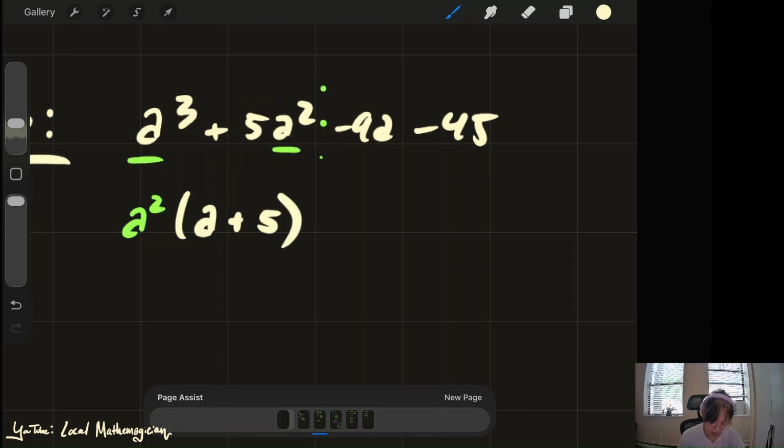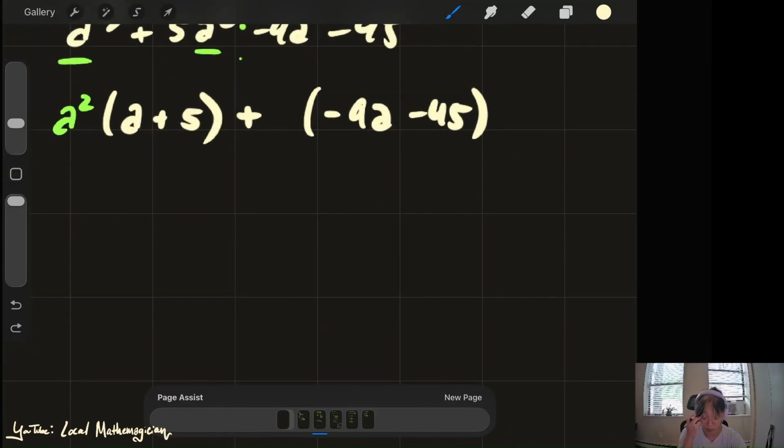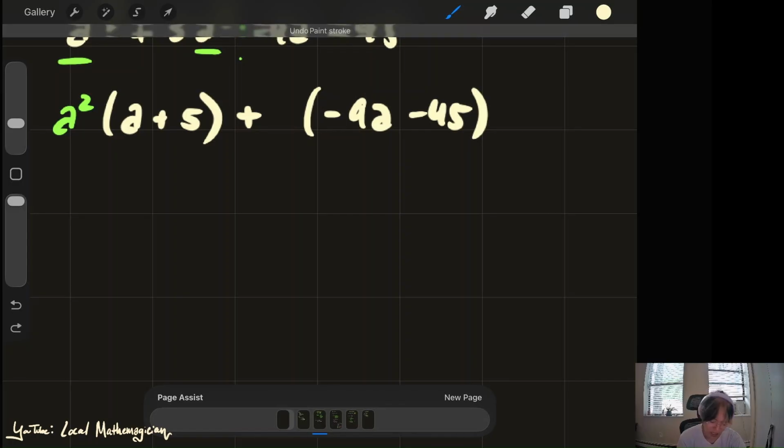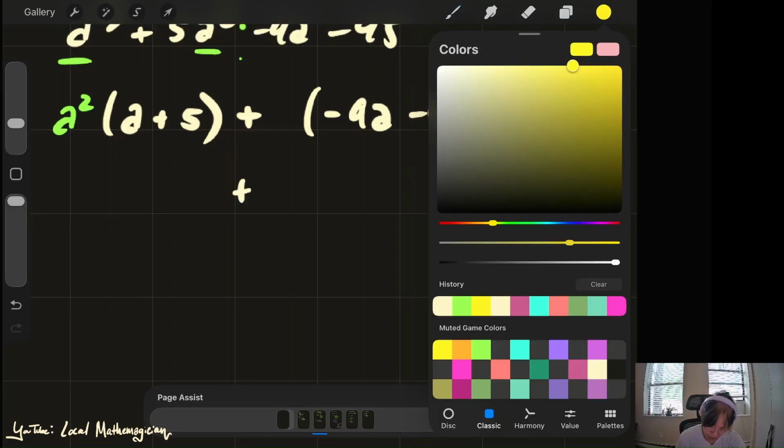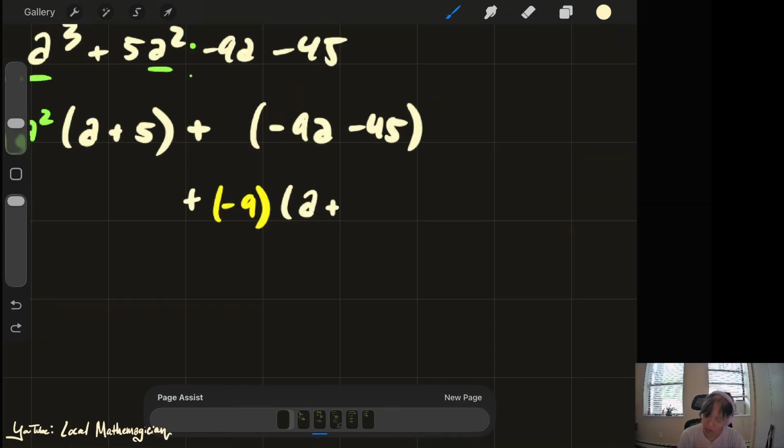Okay. And then, I'm going to keep this group separate. I'm going to say plus and then negative 9a minus 45. How are we going to make this look like this? I'm so glad you asked because, well, let's start here. I could pull out a negative 9, right? I could totally pull out a negative 9. Negative 9, and then what does that leave you with? Positive a, negative 9 out of here gives you 1 positive 5.